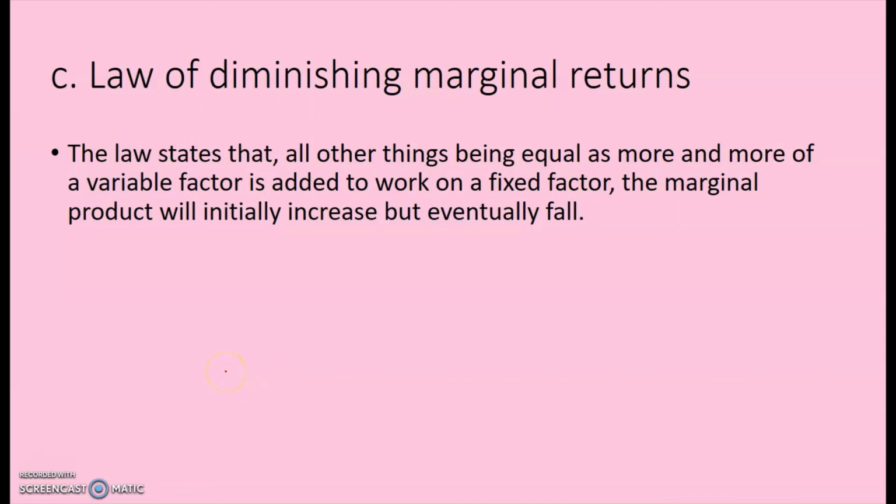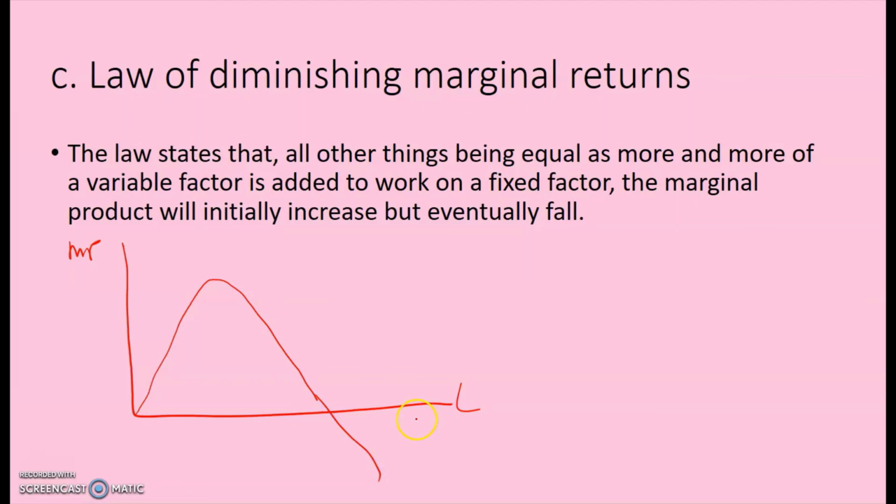Now let's draw the diagram representing the marginal product. Now this axis is labor. Then we have the marginal product. As I said, the marginal product will initially increase, attain a maximum point, fall, and then enter the negative zone. So that is the diagram representing the marginal product. So that is the law.